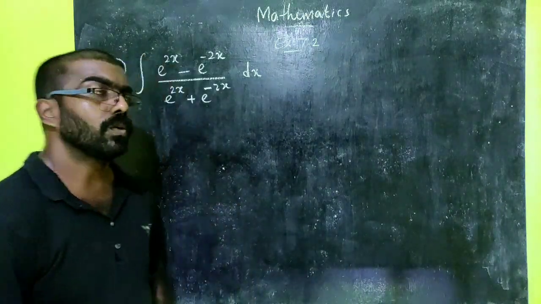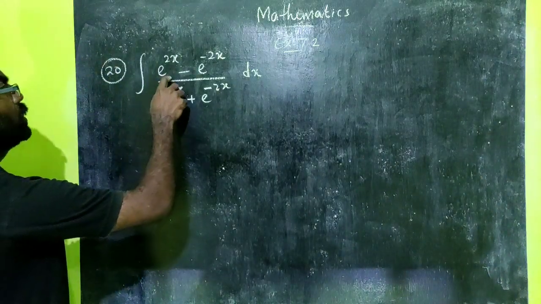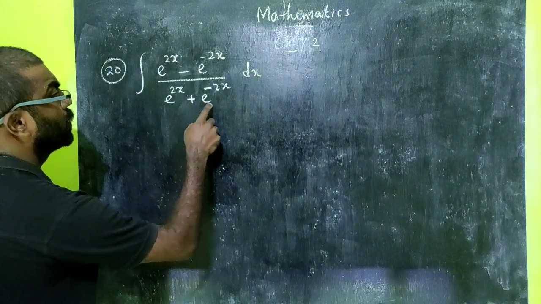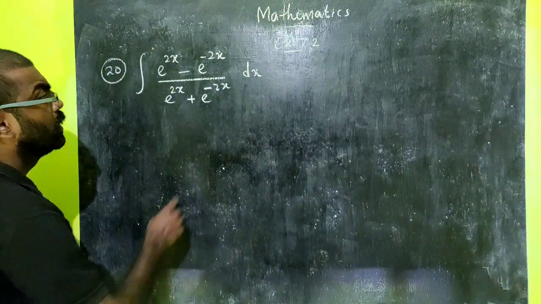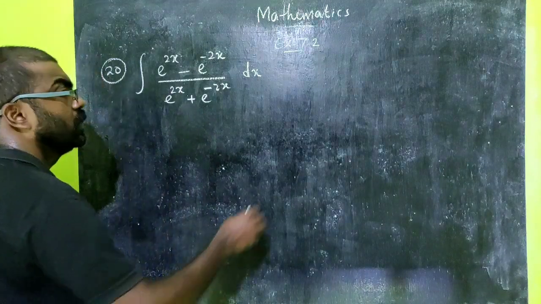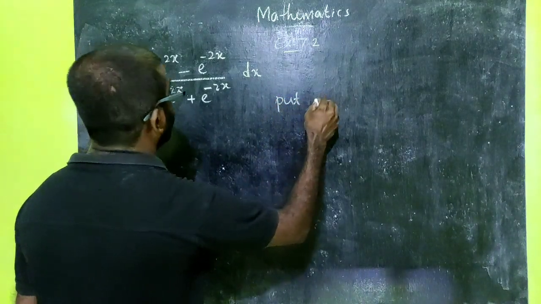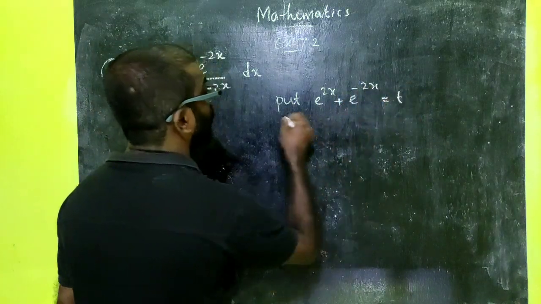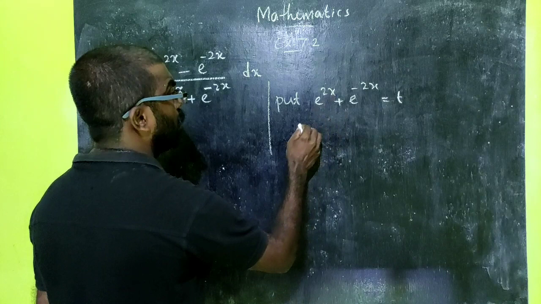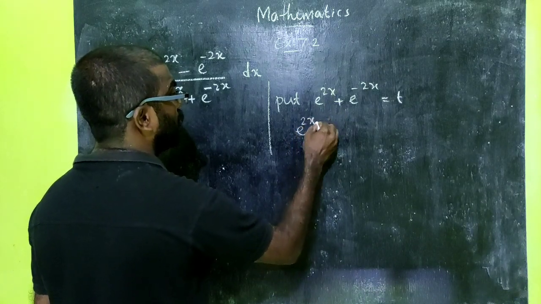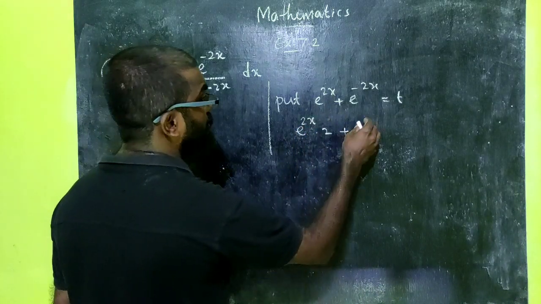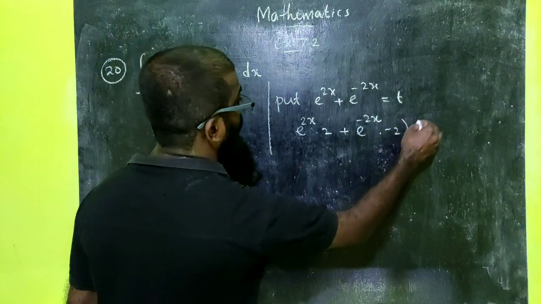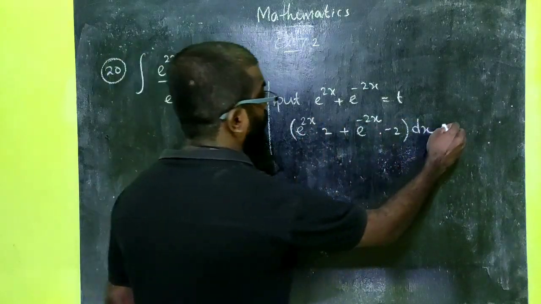Now we move on to question number 20. Integral e raised to 2x minus e raised to minus 2x divided by e raised to 2x plus e raised to minus 2x dx. Here we can put the denominator as t. Put e raised to 2x plus e raised to minus 2x is equal to t. Now we can take the derivative: e raised to 2x into 2, plus e raised to minus 2x into minus 2, into dx, which is equal to dt.